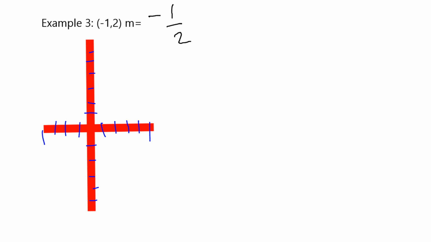Example number 3 has the point negative 1, 2 and a slope of negative 1/2. So you're going to start at negative 1, 2 by going left 1 and up 2 and putting a point. From there, you're going to go down 1, to the right 2 and put a point, down 1, to the right 2 and put a point. And then connect your line. Again, use graph paper and a ruler because it'll be much more accurate.